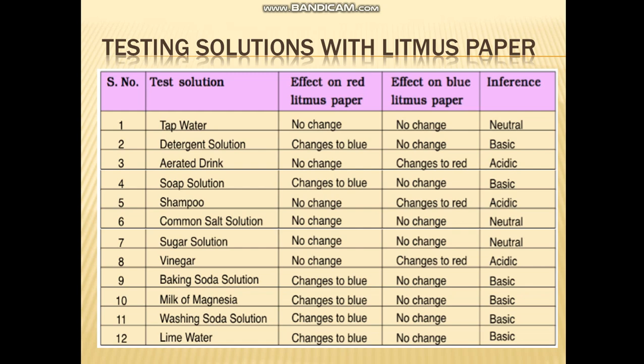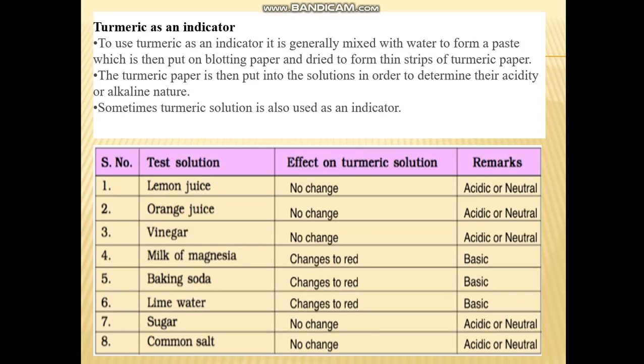So from this we can identify that if it changes to blue, it is basic. If blue litmus changes to red, it is acidic. If there is no color change with both red and blue litmus paper, it indicates that it is neutral, not basic, not acidic. Next we are going to see turmeric as an indicator.